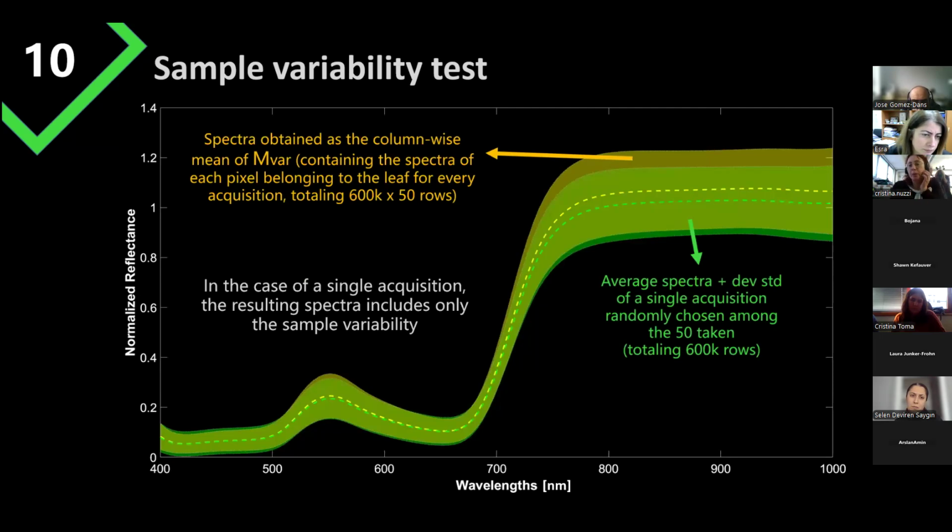Then we can compare this overall repeatability with just one average spectra among the 50, just to check if everything was done correctly. And the two spectra are actually overlapping, basically. In the green spectra here, you can see the single acquisition, the average spectra of just one leaf, which includes only the sample variability, compared to the yellow one that also includes sample variability and repeatability of the measurement.